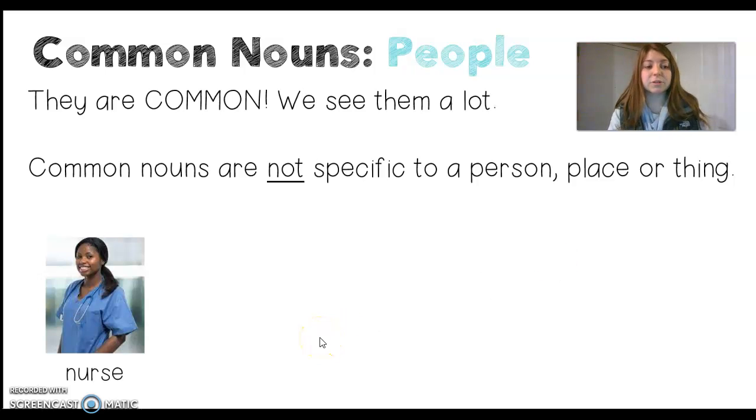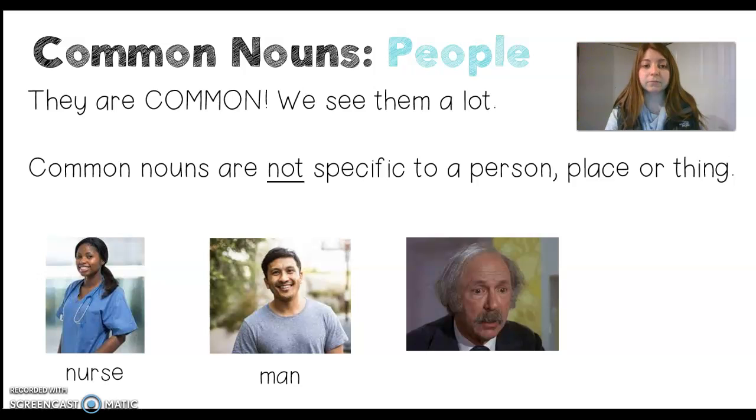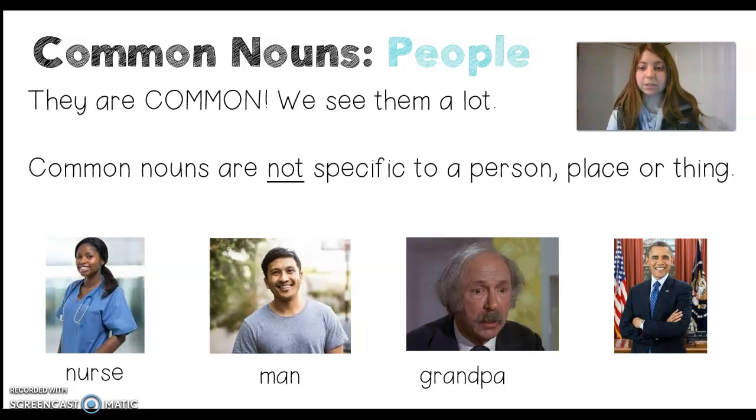This picture shows a nurse. Nurse is a person. A nurse is a common noun. This picture shows a man. Man is a common noun. This picture shows a grandpa. Grandpa is a common noun. This picture shows the president. President is a common noun.